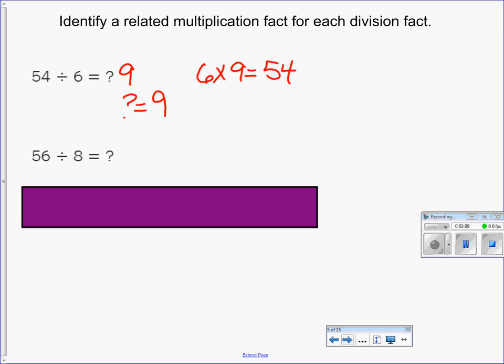Okay, and our last one. What number divided by 8, or 56 divided by 8 equals what number? Boys and girls, what number do we multiply by 8 to get to 56? That's 8 times 7 equals 56. So question mark is equal to 7. Once again, boys and girls, you would get a lot better at your division problems if you know your math facts.